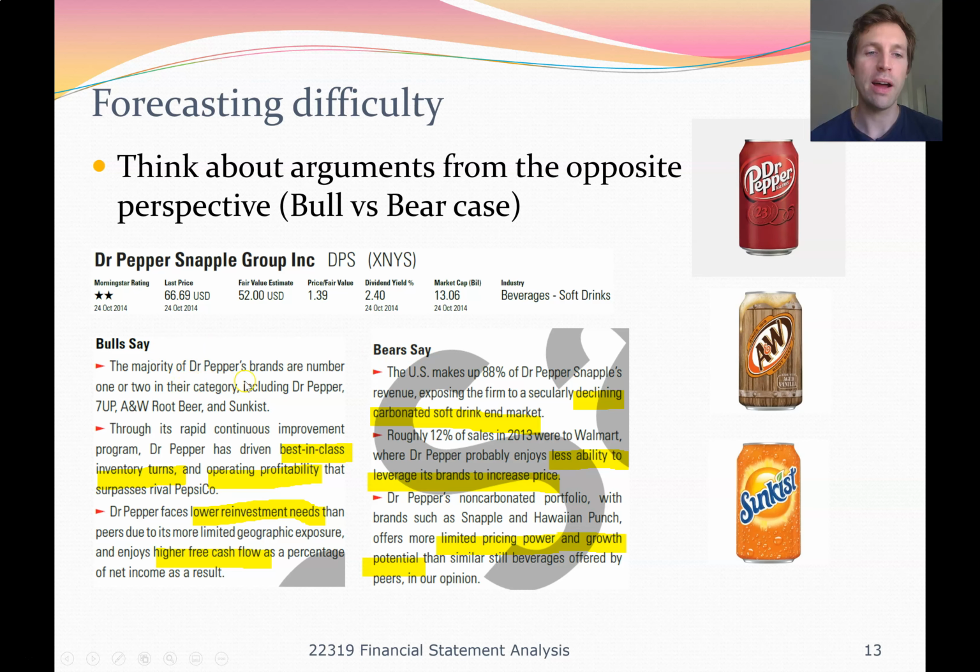This analyst has thought about the people who are making arguments that this business is going to be really successful. Best-in-class inventory and operating profitability, lower reinvestment needs than its competitors, higher free cash flow than competitors. But then on the other side, let's think about the perspective of people who don't think this is going to be a successful business. The bears say the overall market's declining. They're going to have less ability to leverage brands to increase price. There's limited pricing power and growth potential compared to other beverages.